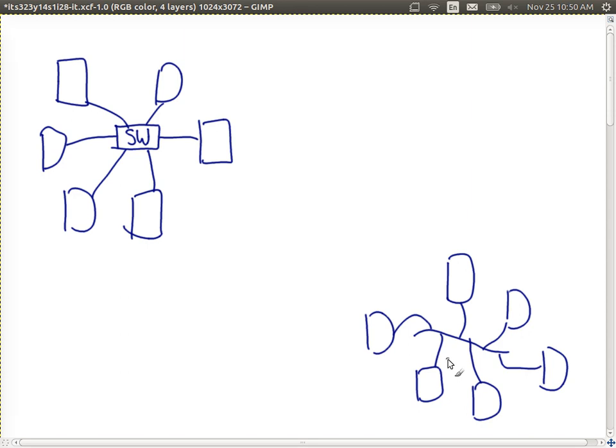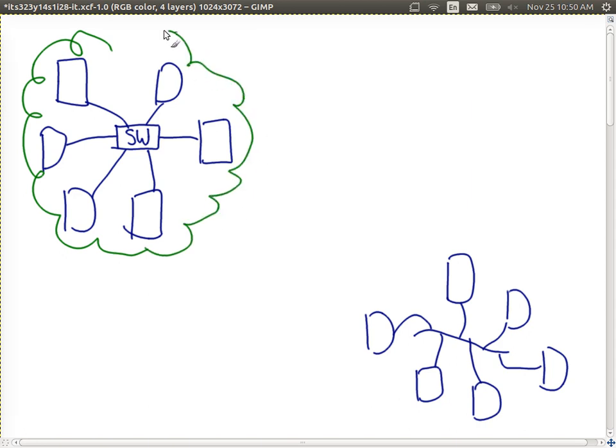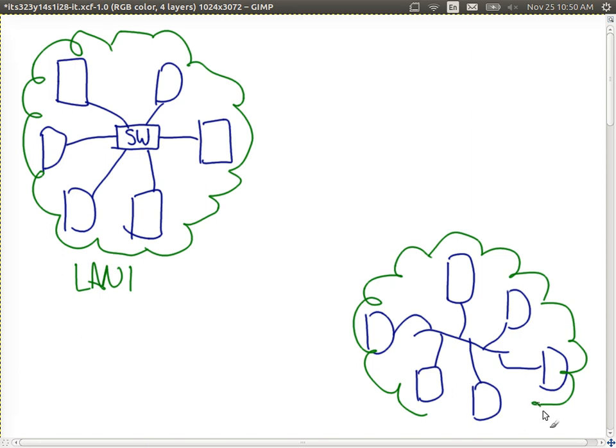Sometimes instead of drawing the details of the bus and the switch, we'll just draw it as some generic network, maybe a cloud. So a common shape to capture this is, we have some cloud to represent a network. So sometimes I'll just draw the cloud rather than drawing the computers and the switch and the links. It's just a simplification. So think of this as one LAN, and here's a second LAN. So the cloud shape is commonly used to represent a particular network.